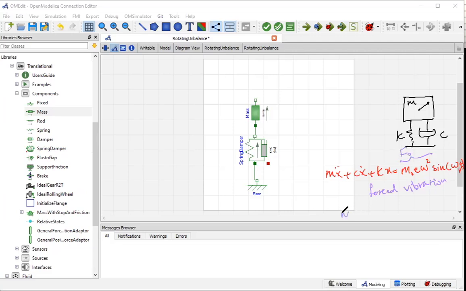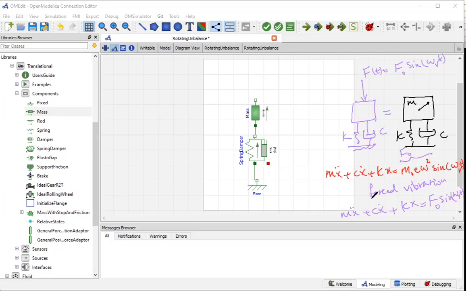So pretty much what you have is m x double dot plus c x dot plus k x is equal to F naught sine omega r t. It's a forced vibration. You have a spring mass damper, and this is nothing but a spring mass damper system with some force applied to it. Now, what is that force? That force is F naught sine omega r t.